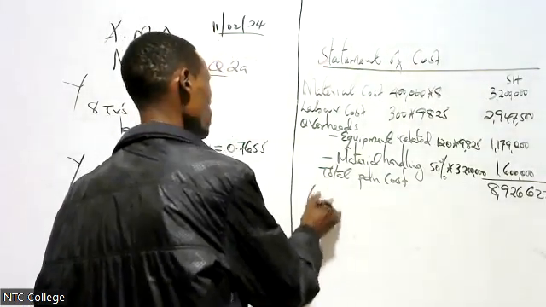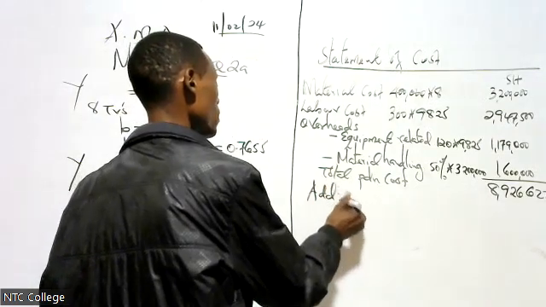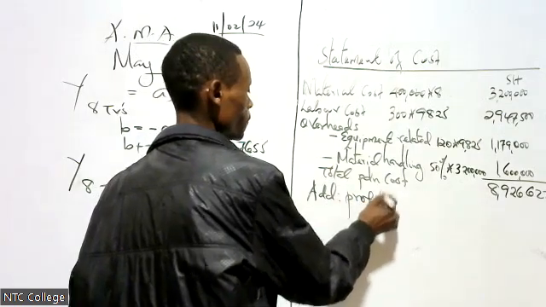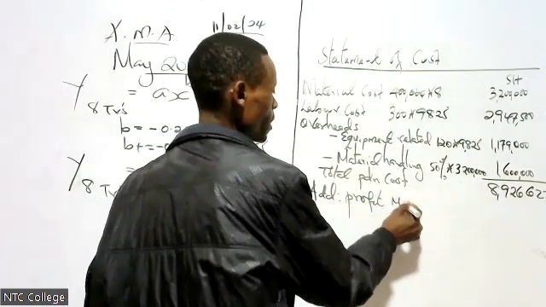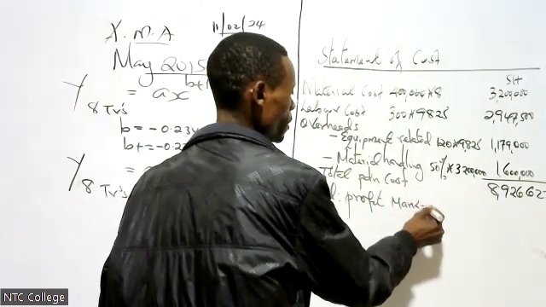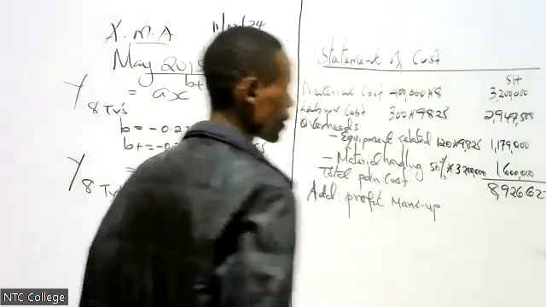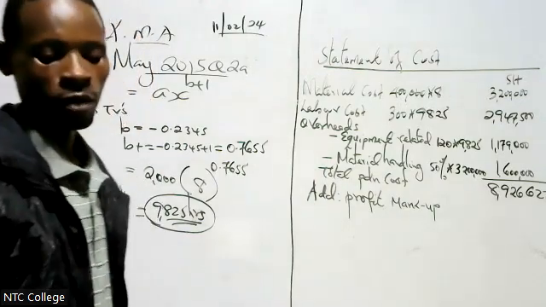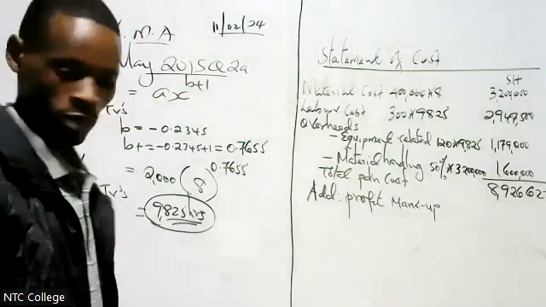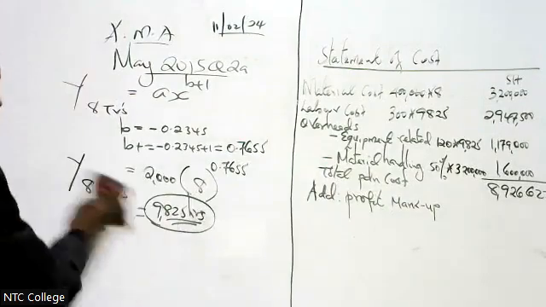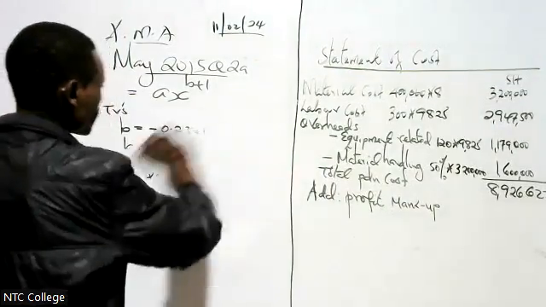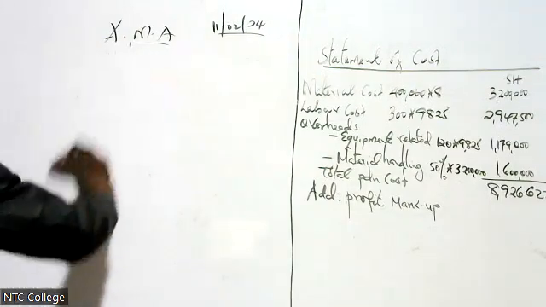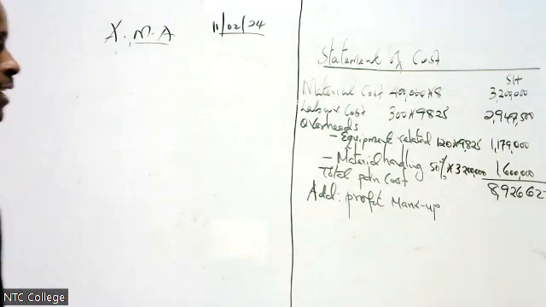So here we add profit. This is profit markup. I've been given margin, and here I have the cost. I need to convert margin to markup. Are you able to convert margin to markup? I've been given the margin 33%.